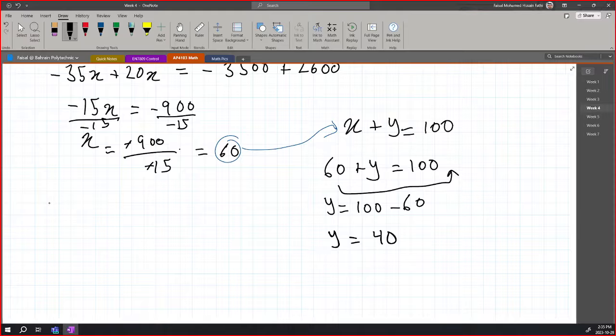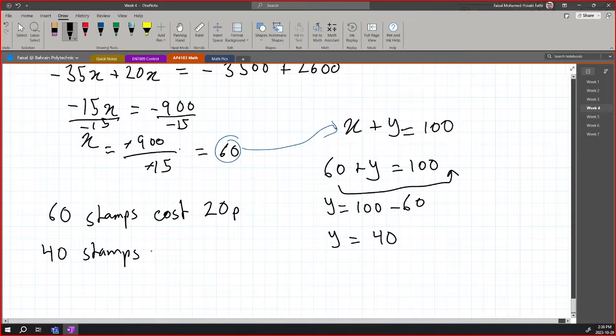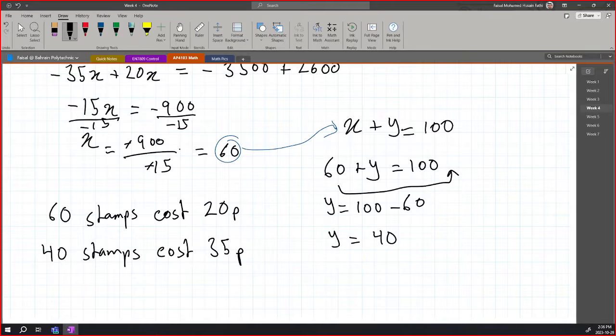So there are 60 stamps that cost 20p, or 40 stamps that cost 35p. Does that make sense? Is it okay?